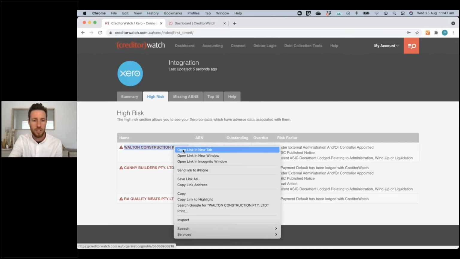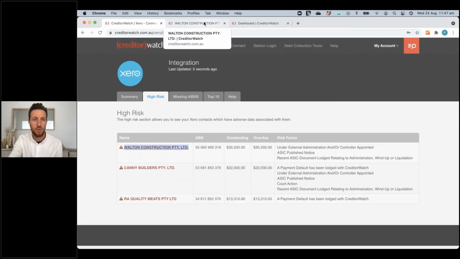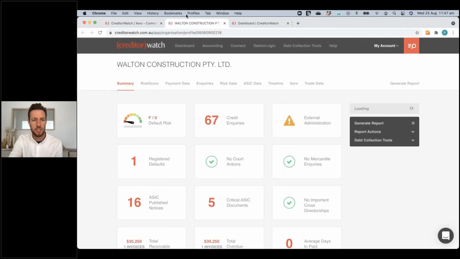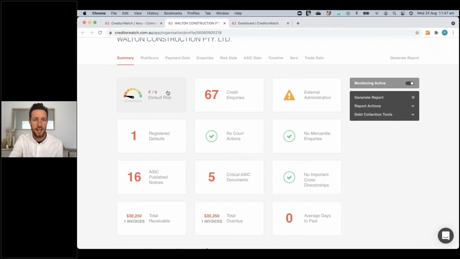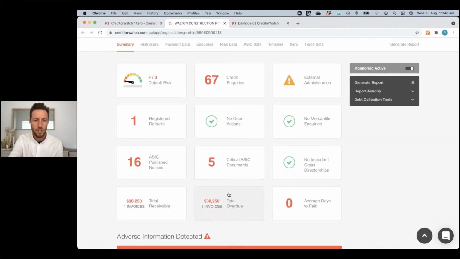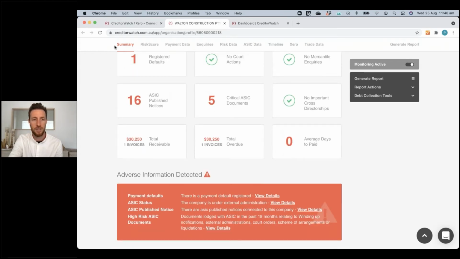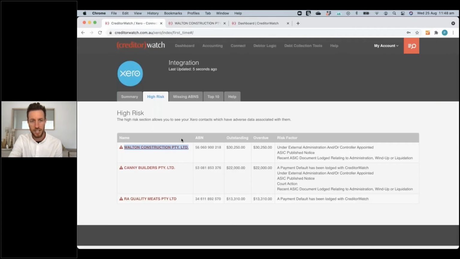What we can actually do here is click on this particular credit report. Of course, we're in CreditorWatch, bang, it takes you straight to the credit report. We can see that they are at an F, a score of 0, high default risk is obviously off the charts. They've already gone into administration. There's a default, there's plenty of adverse information, and we can see, as I spoke about before, what am I owed from this particular company. One specific invoice, $30,000, of course, overdue. So we know straight away that this is an extremely high risk business. The chance of getting it, because they're in administration, is almost nil. We need to be getting in contact with the administrator.